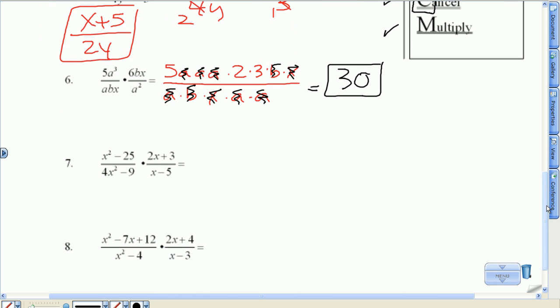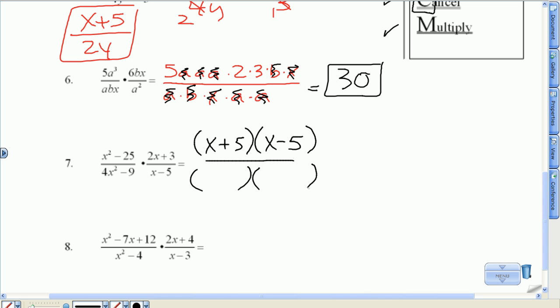7's a spicy little problem. Check that out. We have x squared minus 25, difference of two squares. Square root of x squared is x, square root of 25 is 5, and we'll go plus minus. On the bottom, another difference of two squares. The square root of 4 is 2. The square root of 9 is 3, and the square root of x squared is x. And then we go plus minus. Over here, the 2x plus 3 can't be factored even though it's a binomial. X minus 5 cannot be factored even though it's a binomial. So they just carry along.